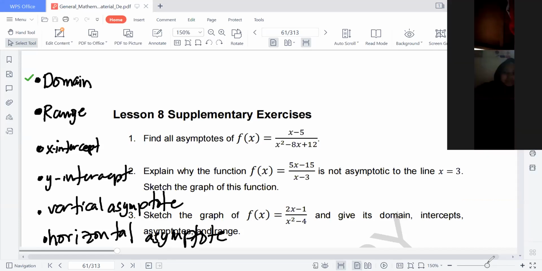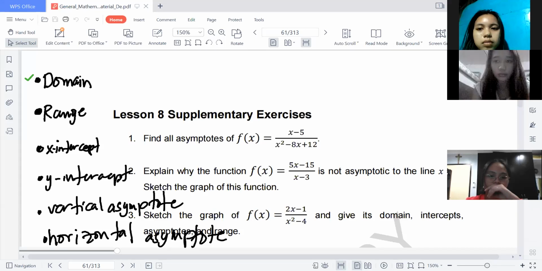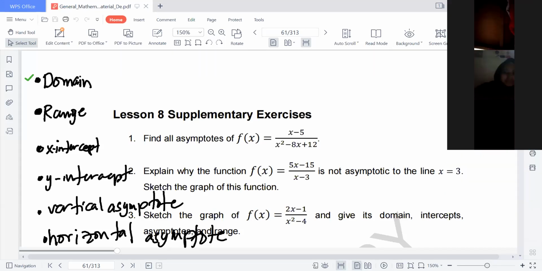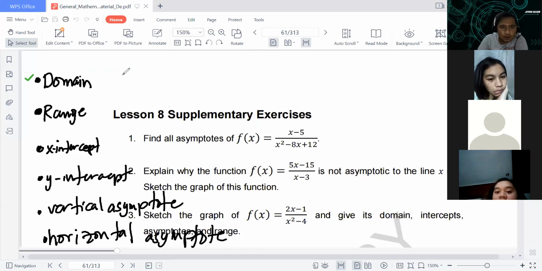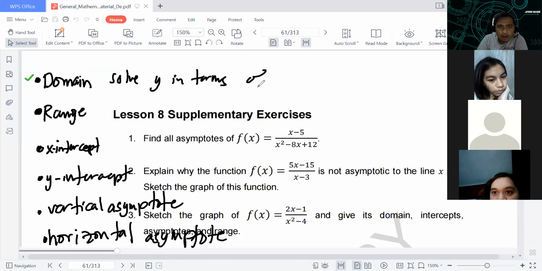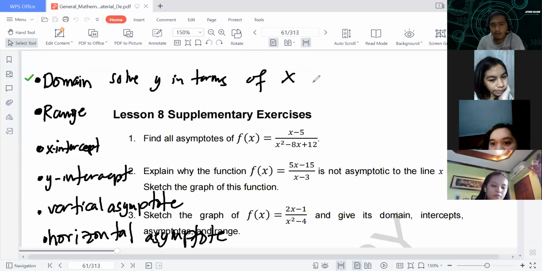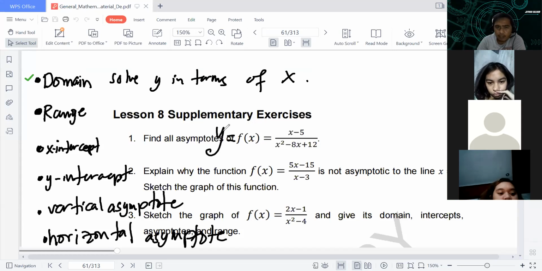Okay, wala na nakinumdum? Okay, in finding the domain of your function, what you will be doing is you solve for y in terms of x. Okay? You solve for y in terms of x. Actually, this one is already y in terms of x, because the f of x is just y, right? So y in terms of x. That's the procedure in finding the domain.